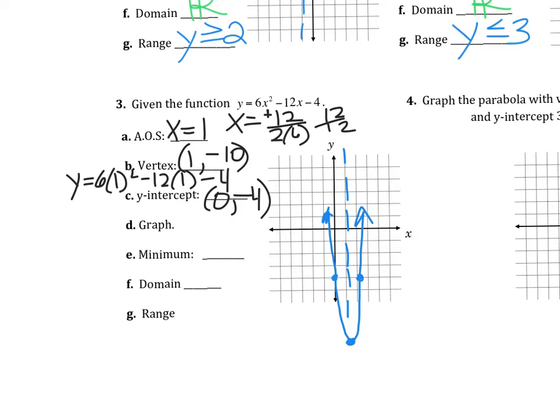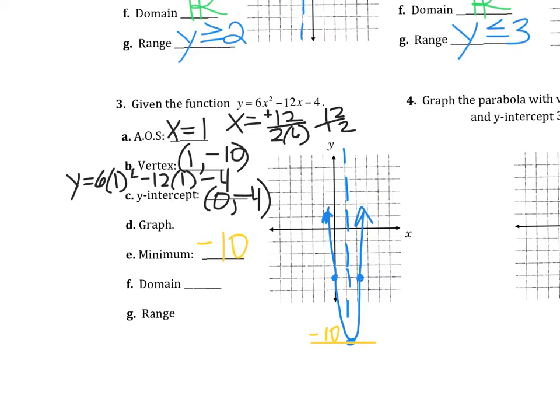Okay, the minimum is going to be the smallest y value that you see here. The minimum happens to be down here where we graph this at negative 10 on the y-axis, the y up and down. And that, of course, is the same as the y value of the vertex.